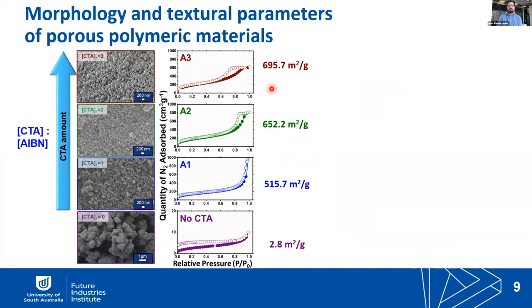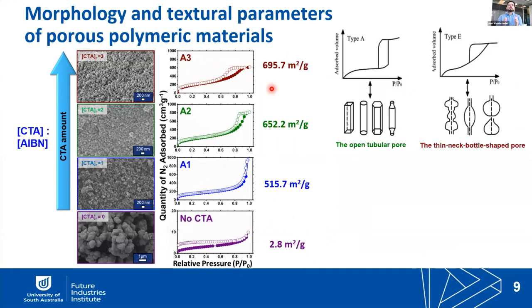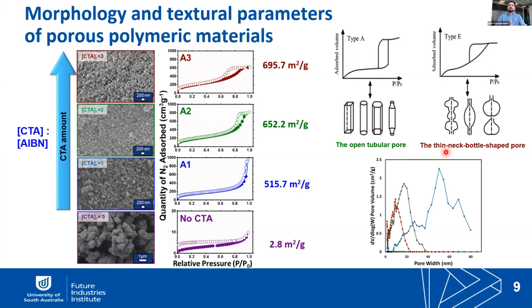But the important thing here is that we can get the type A or type E in the isotherm. You can see here that this consists of the open tubular pores, and the top one is the one with the bottle-shaped pore, so we can control the pore and the shape of the pore as well. So the pore size distribution is brilliant for this type of material.